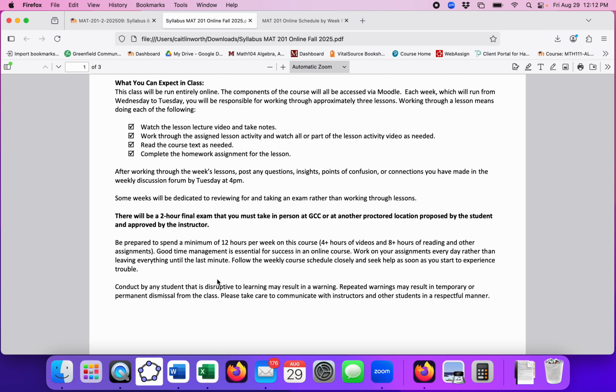We are not using one of those in this class. There's no online homework system. So everything will be in Moodle. And each week, which will run from Wednesday to Tuesday, which means due dates are always Tuesdays, you'll be responsible for working through approximately 3 lessons, and working through a lesson means doing each of the following.